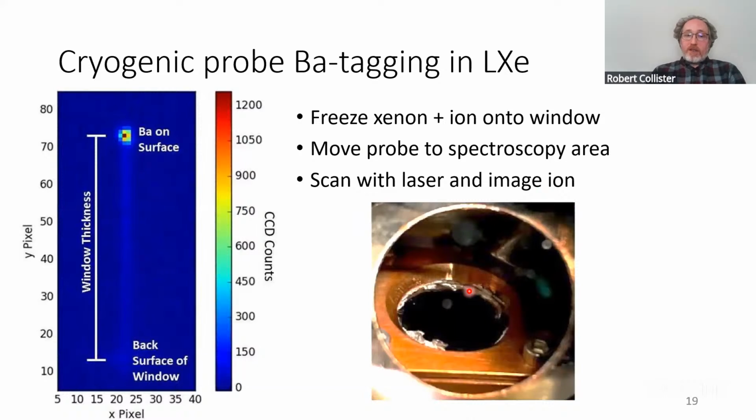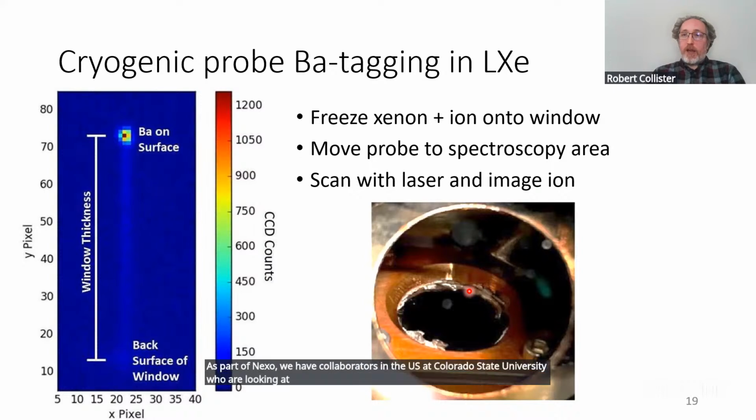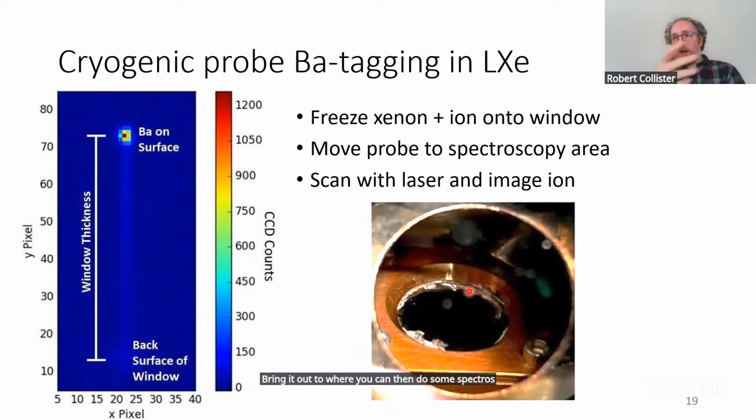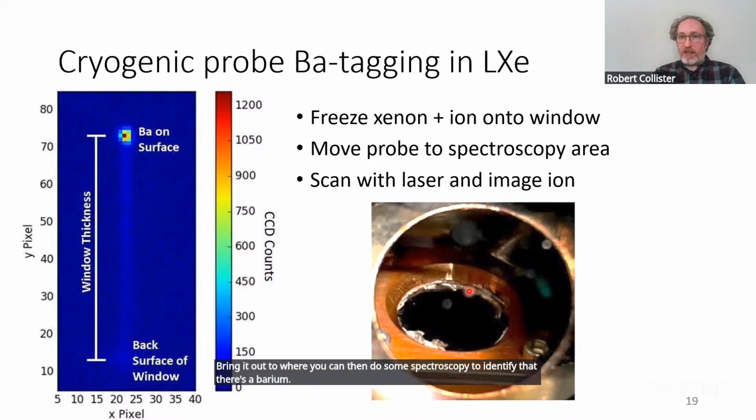As part of nEXO, we have collaborators in the US at Colorado State University who are looking at using a cryogenic probe to bring the probe in, freeze the ion into a little bit of xenon ice on the surface of your probe, bring it out to where you can then do some spectroscopy to identify that there's a barium frozen into that xenon ice lattice.